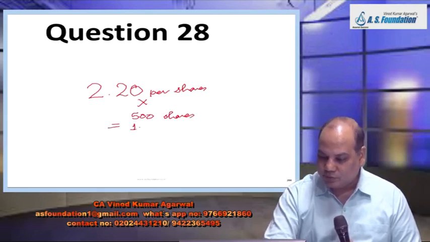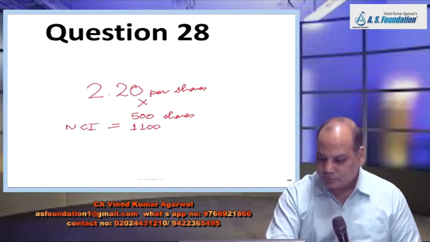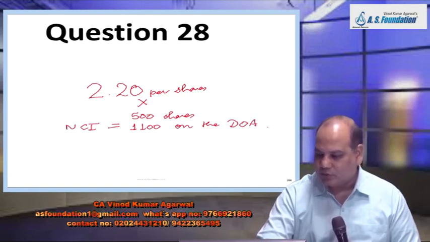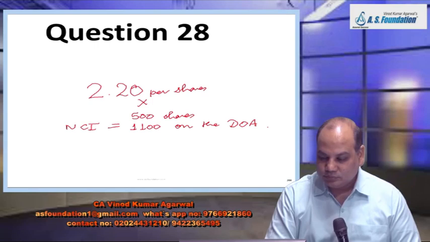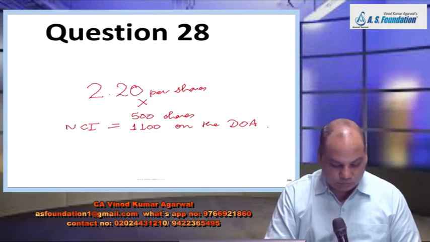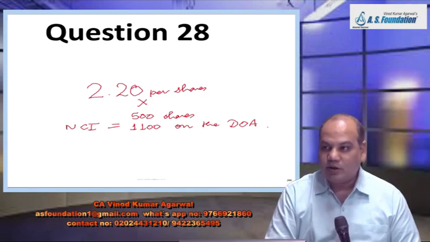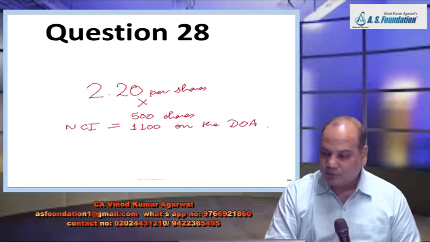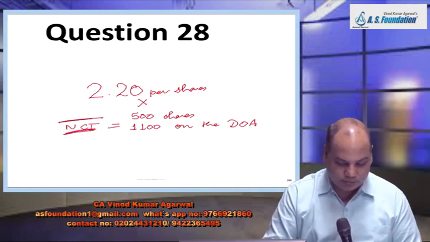So the value of these shares on the date of acquisition is 1100. Okay. Goodwill has been impaired by 100. Again the same adjustment, because if goodwill is impaired and the fair value method is used, then NCI will also be affected.